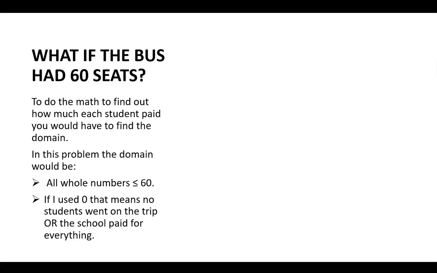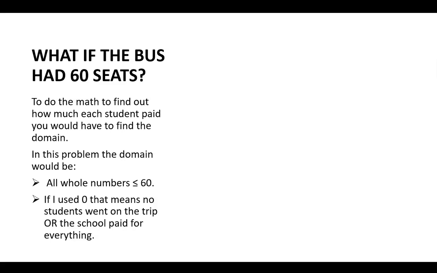My domain in this particular problem, once I wrote my mathematical model, I can use everything solving this out with my model, except for this. All whole numbers that are less than or equal to 60. That's my domain. I could use 0. You remember whole numbers start with the number 0. 0, 1, 2, 3, 4, 5, and so on and so on. I could use 0. What would that mean in this particular situation?